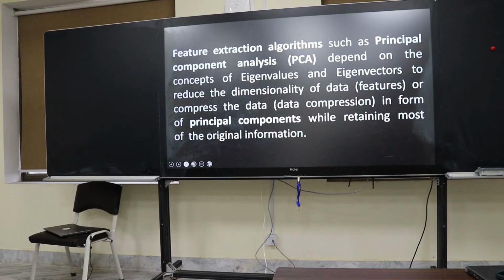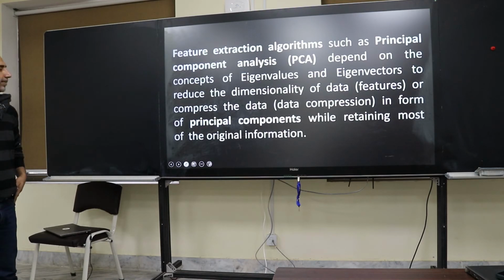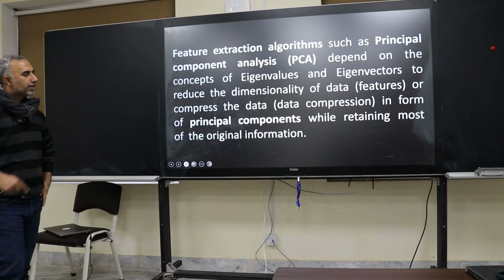Feature extraction algorithms such as principal component analysis depend on the concept of eigenvalues and eigenvectors to reduce the dimensionality of the data features, or compress the data in the form of principal components, while retaining most of the original information.